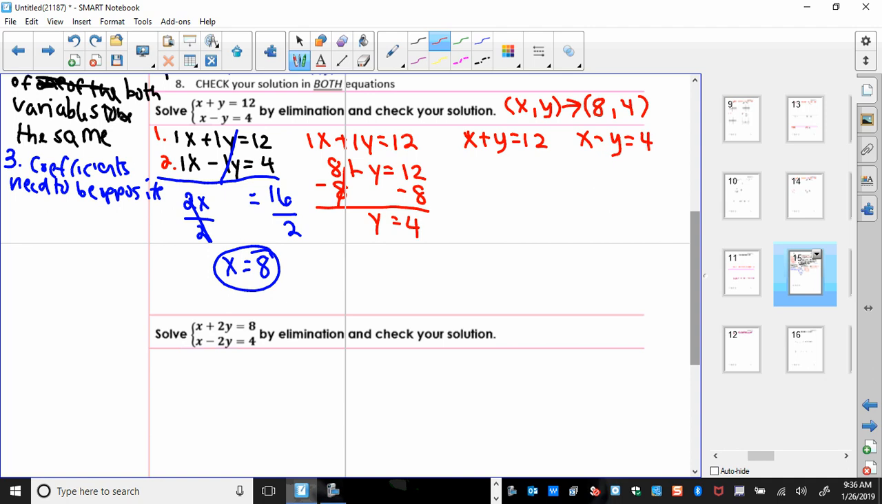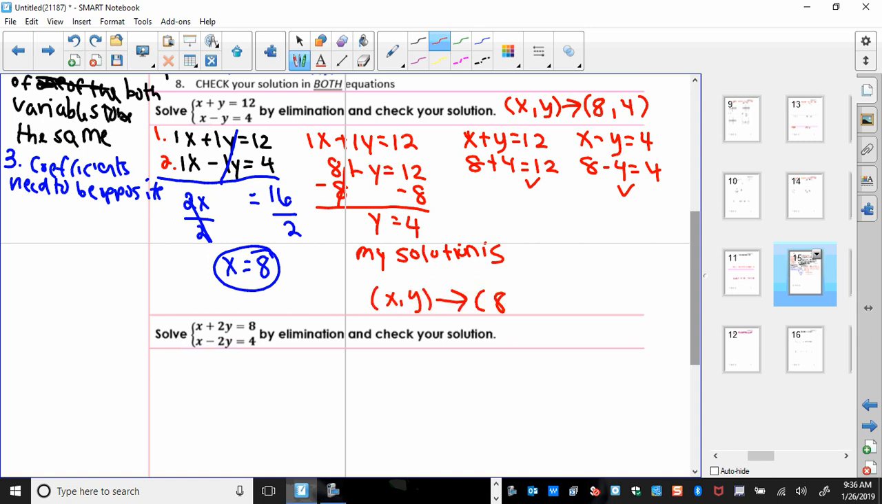Okay, so 8 plus 4 does equal 12. This is true. And 8 minus 4 does equal 4. So that's true. So my solution is x comma y maps onto 8 comma 4.